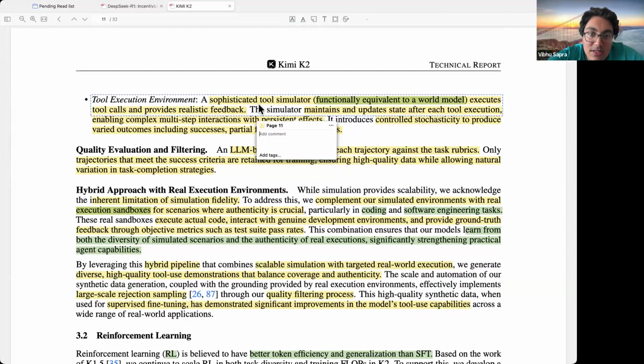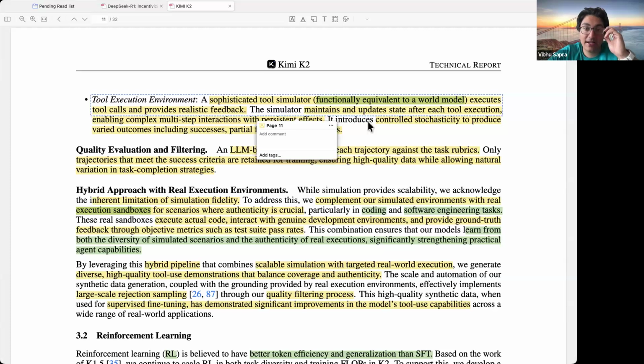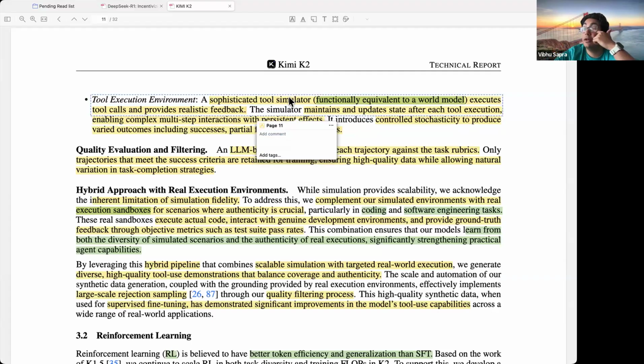Tool execution environments. So there's a tool simulator. This is kind of cool. They talk about their sandbox here. A sophisticated tool simulator, functionally equivalent to a world model. They have AGI, I guess, they have a world model. They execute tools and provide realistic feedback. Simulator maintains and updates state after each tool, enabling complex multi-step interactions. So this is like if you think of Web Arena and stuff like that, where you have a fake website and you're shopping through.